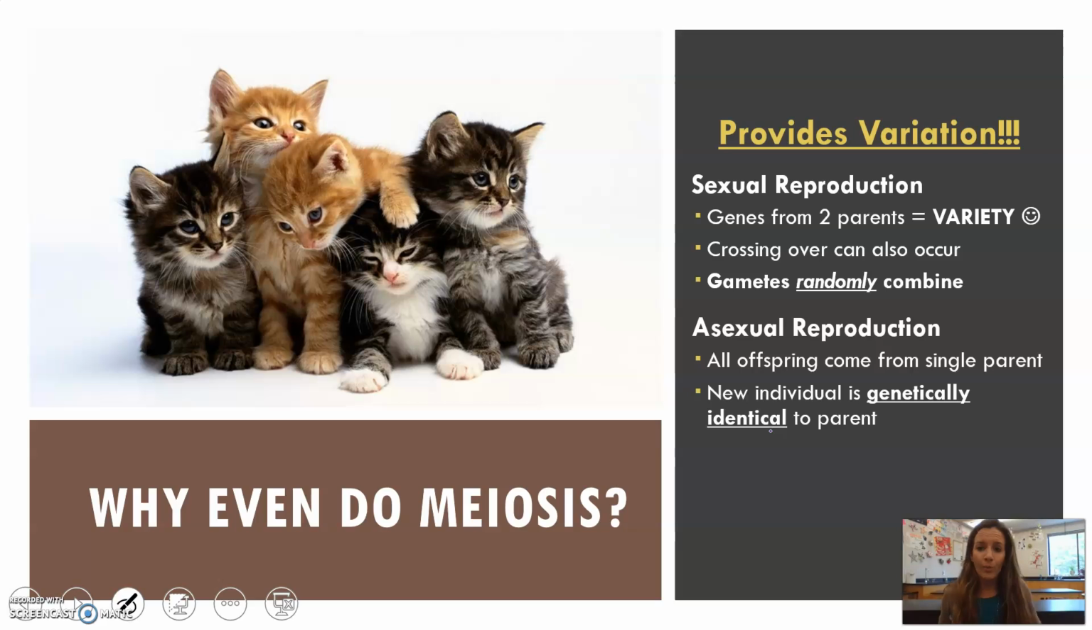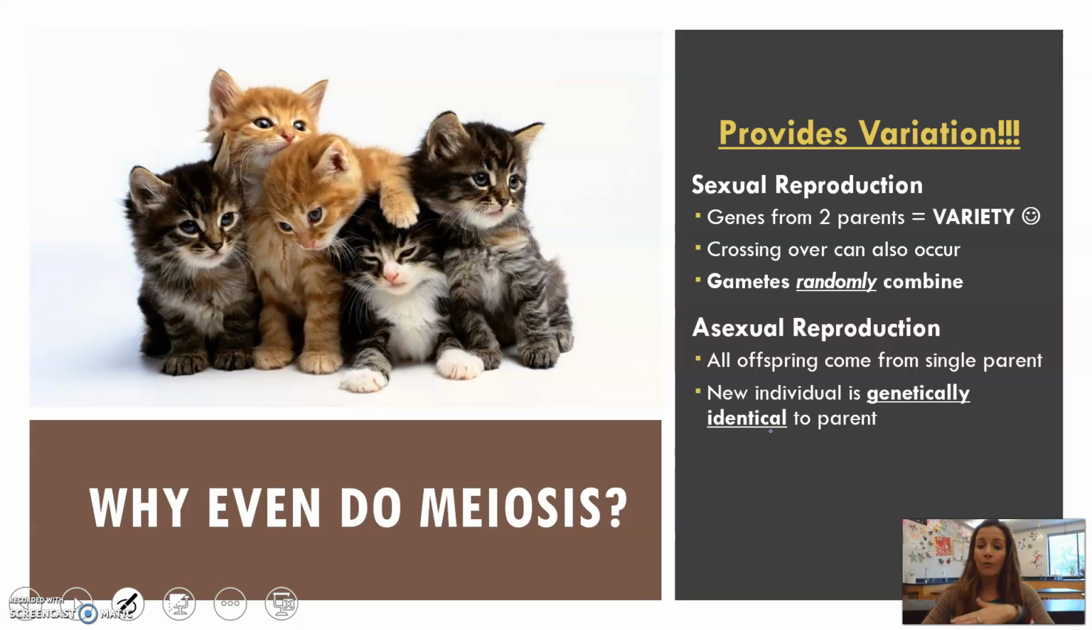So then why do we even do meiosis? We already did mitosis. We already have lots of cells being made. Why do we need a different process? Well, meiosis creates variation. So if you look at these kittens here, they're all from the same litter, but they all look differently. And more importantly, genetically, they're all different.